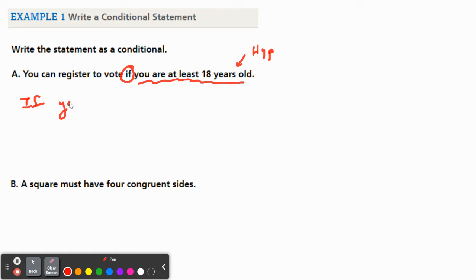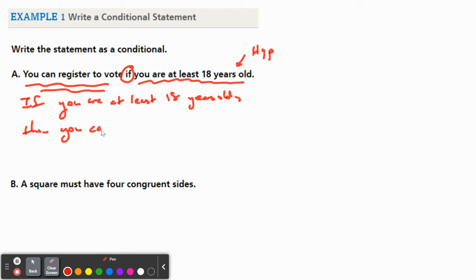If you are at least 18 years old, then, and now here comes the conclusion, then you can register to vote. And there we go. Hypothesis, conclusion. It was weird that the conclusion was given first and the hypothesis was given second, but that keyword if helped us out.